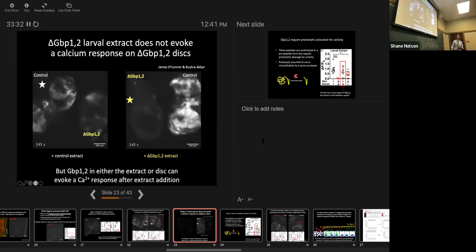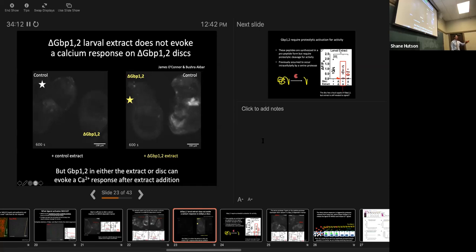Okay. You'll notice that 3 of the 4 up there lit up. So it makes complete sense that adding control extract onto control discs lights up. But these other 2 are a little bit odd, right? So control extract on the discs that don't have GBP, that makes sense. We expect the GBP to be in the extract and the receptor to be on the discs, okay. But this one lights up too. We take extract that doesn't have GBP in it, and we put it on the wing discs, and they light up. So where's the signal coming from in that case?